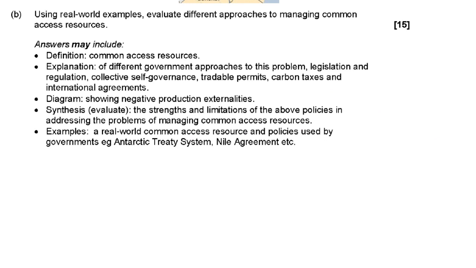Let's go to part B. Part B is about managing common access resources. Again, of course, we have to give the definition of common access resources. For example, the Nile, which is a river. The river crosses different countries, so people in different countries may want to enjoy the river. Then we have to explain that there are lots of approaches to manage it, as you can see in the guidelines.